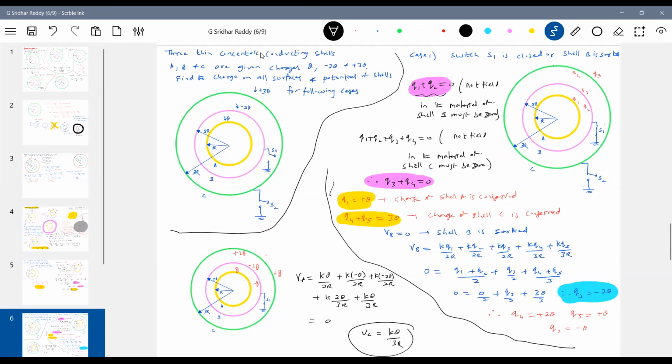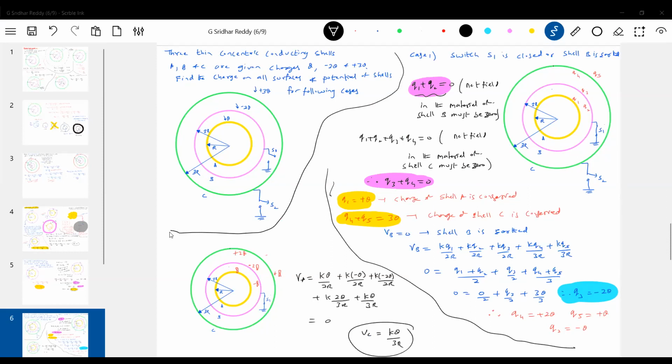Any doubt, please clarify. Any doubt if you have, you can clarify it. 0, yeah. It can happen, the way we have chosen the charges and the distances. Yeah.